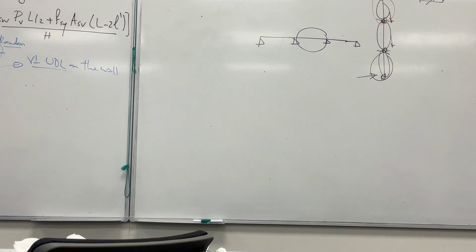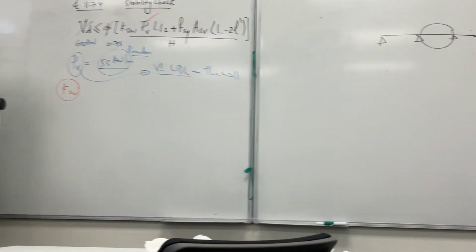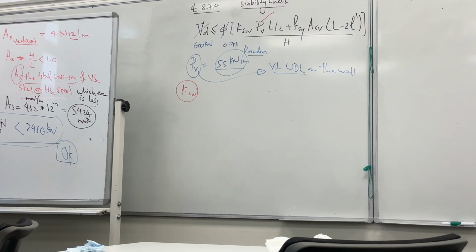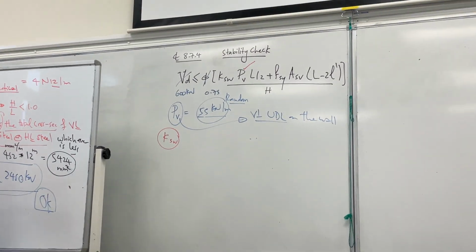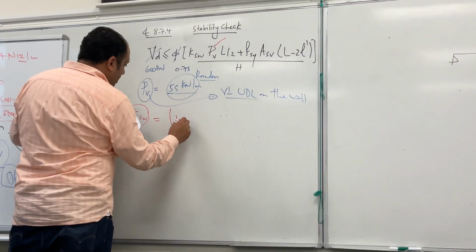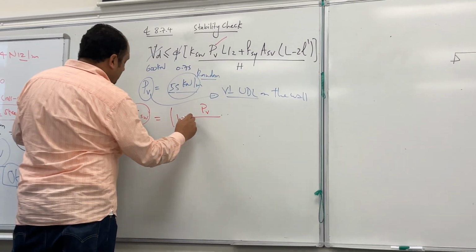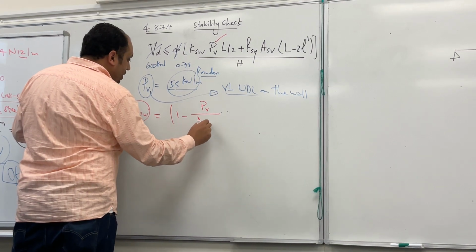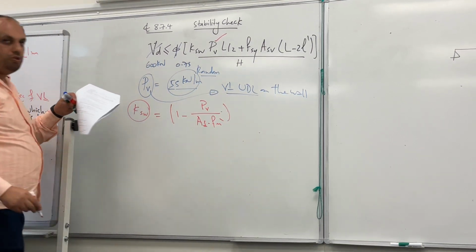Okay, what is the next parameter? So we know PV. What is L and what is KSW? Matthew, what is KSW? A reduction factor used in assessing the design of overturning capacity of the wall. So how much is KSW? 1 minus PV divided by AD times FM prime. Do we have all these parameters?